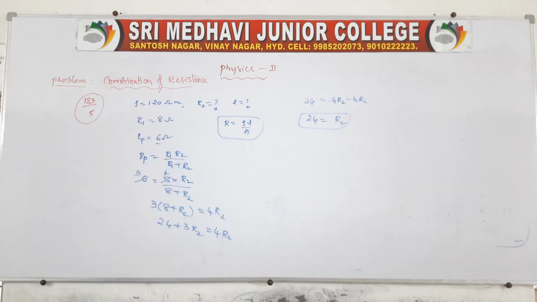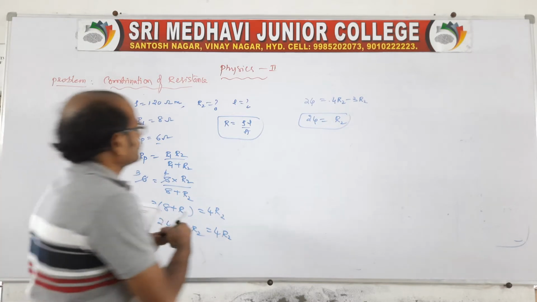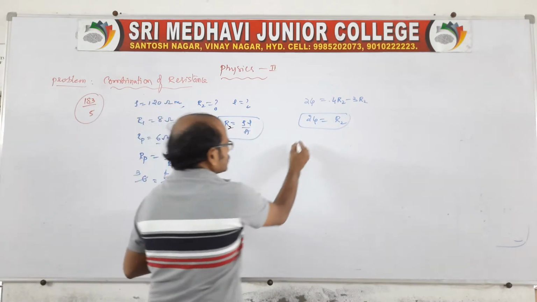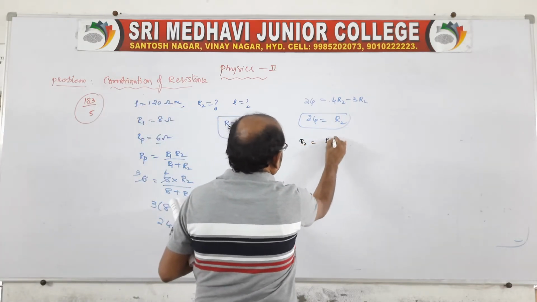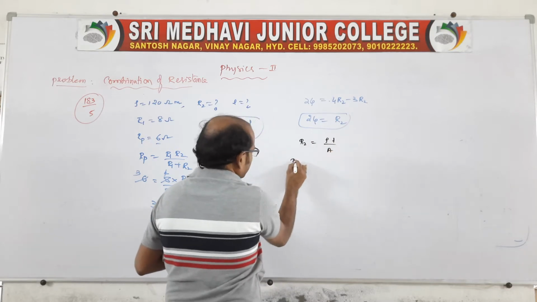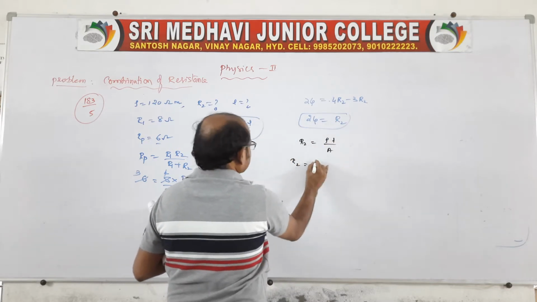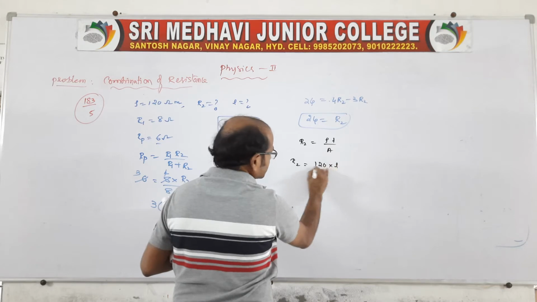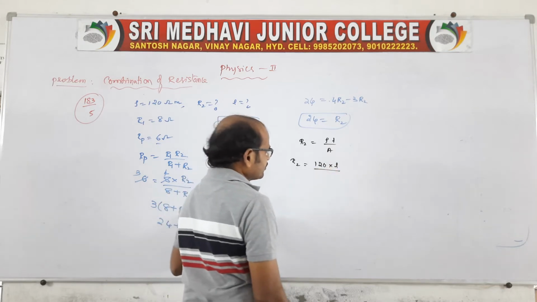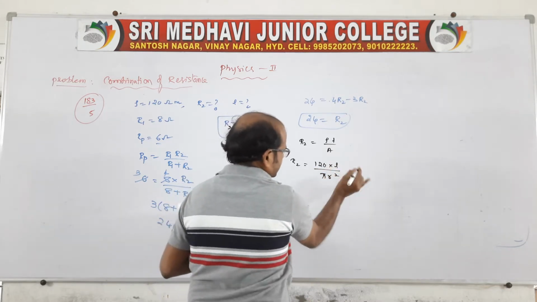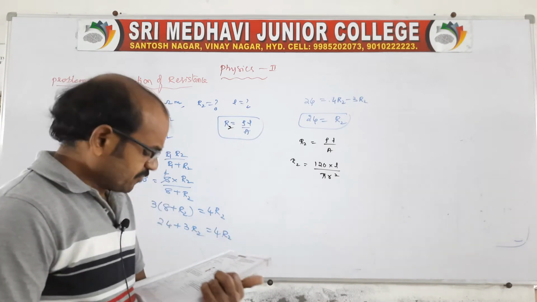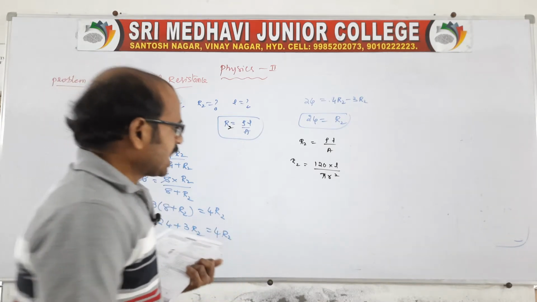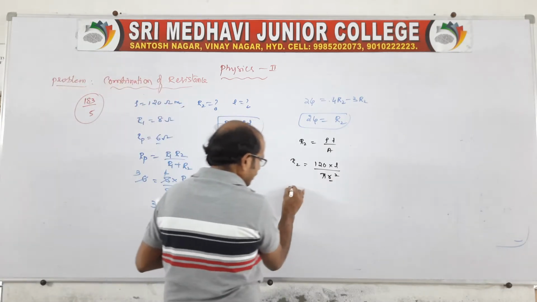Clear? Now we need to get the length of the wire of resistivity, with R2 equal to rho L by A. Rho is given as 120. We need to find the length. The area of the wire is pi r square, but unfortunately in the given question the radius is not given.